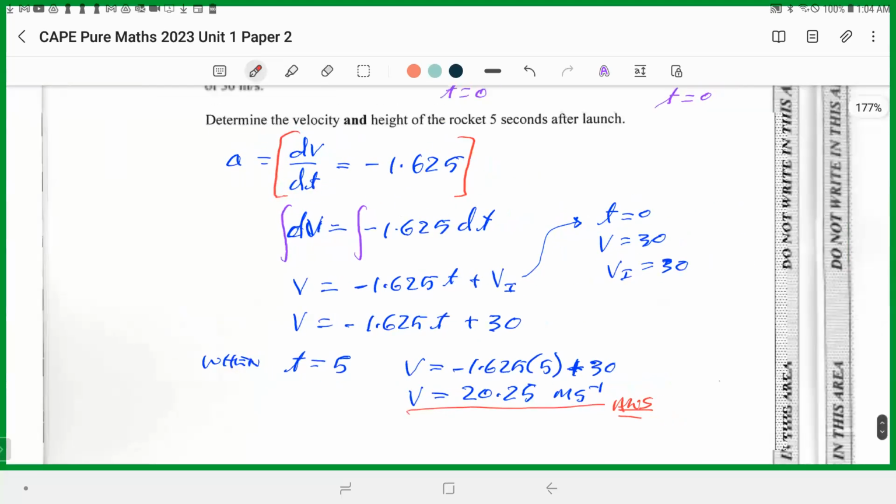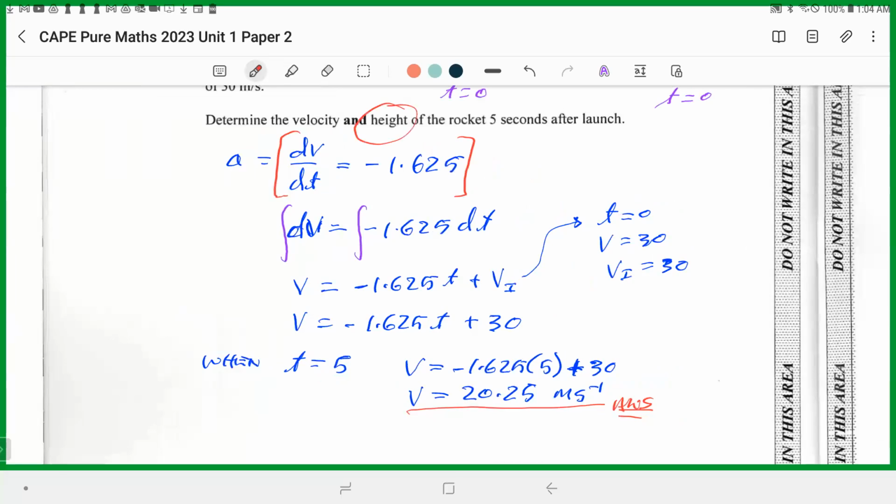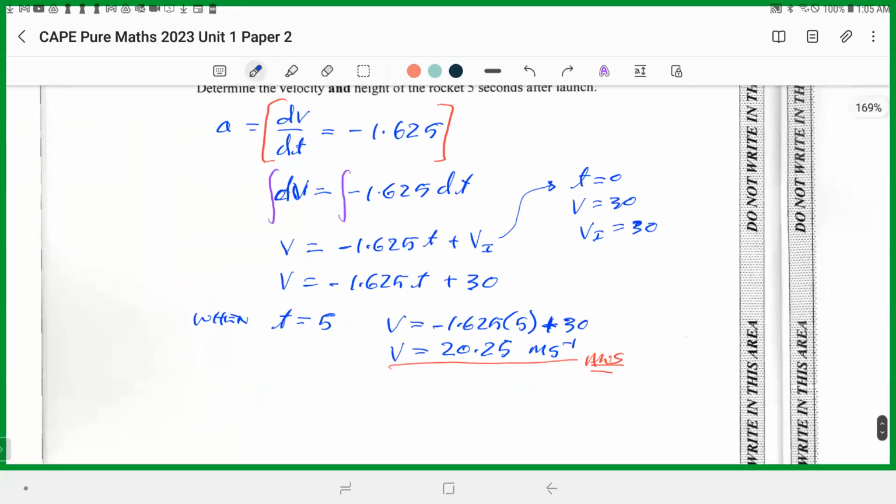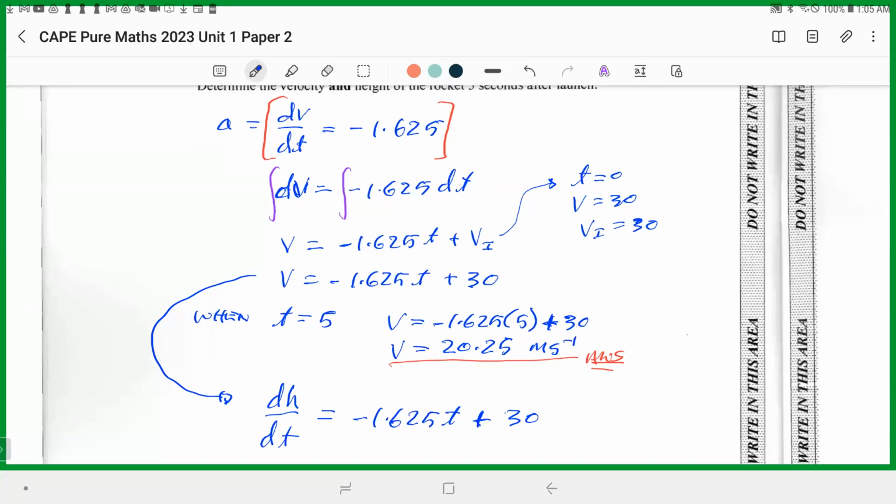Then now we want to get the height, which is really the displacement, 5 seconds after launch. So we're going to come back, take this velocity formula, and know that velocity is ds by dt. In this case, the s is h, so dh by dt is equal to negative 1.625 t plus 30. So now we have to separate the variables again.